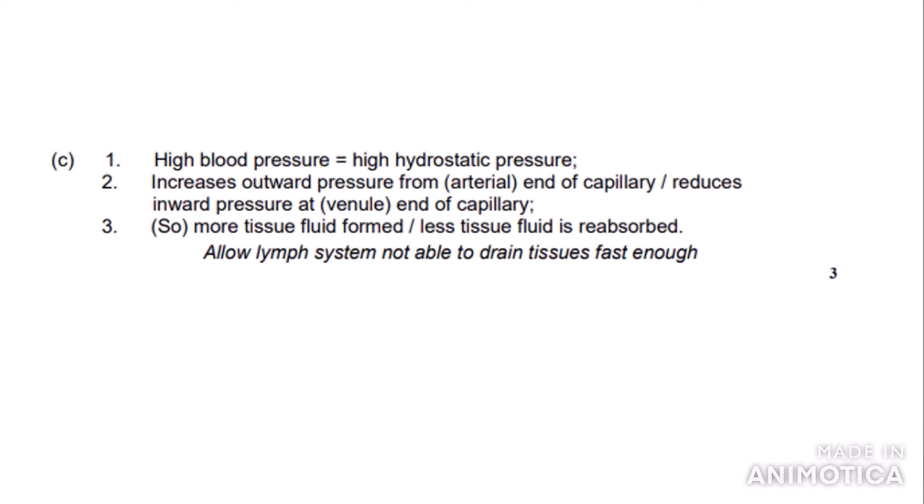So here's the mark scheme. High blood pressure means a high hydrostatic pressure, so you would get that mark. This increases the outward pressure from the arterial end of the capillary, which we wrote, or you can write it reduces the inward pressure at the venular end of the capillary, which is the converse of this point here. So you can get the mark if you wrote that as well. So this means that more tissue fluid is formed or less tissue fluid is reabsorbed. So we get all 3 marks for this question. And it also says here, allow lymph system not able to drain tissues fast enough. So you can get the mark if you wrote stuff relating to the lymph system as well.